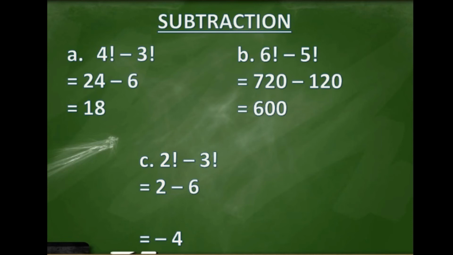Letter B. 6 factorial minus 5 factorial. 6 factorial is equal to 720 minus the value of 5 factorial, which is 120. So the answer is 600. Letter C. 2 factorial minus 3 factorial. 2 factorial is 2 minus the value of 3 factorial, which is equal to 6. So 2 minus 6 gives us negative 4.